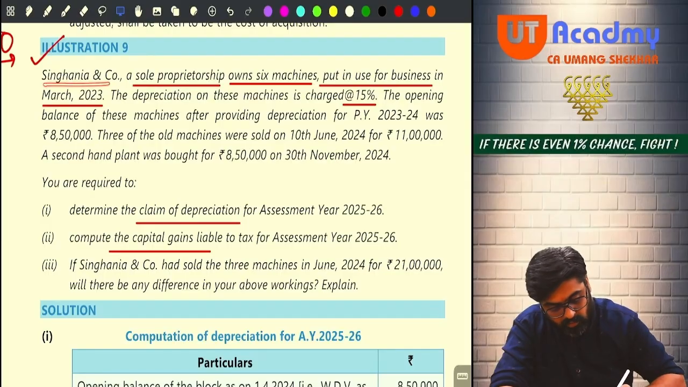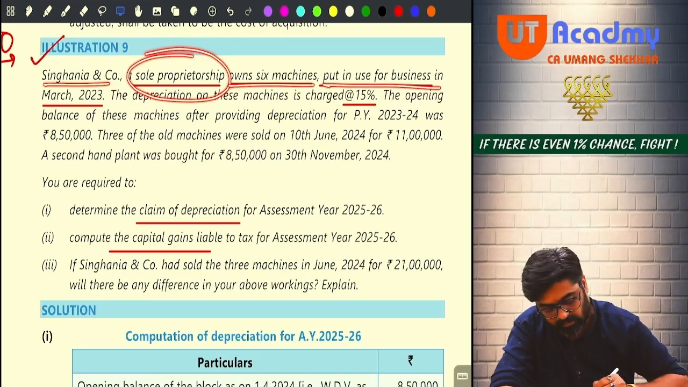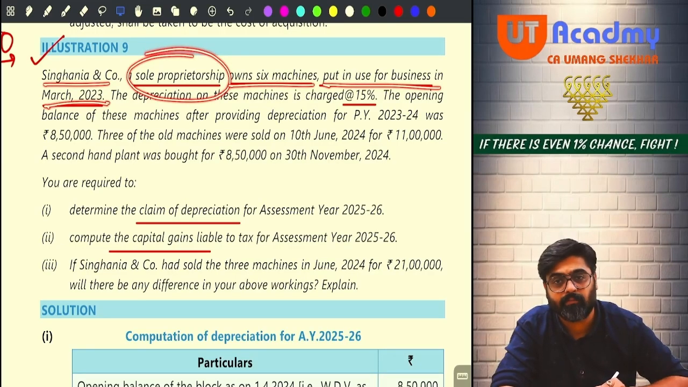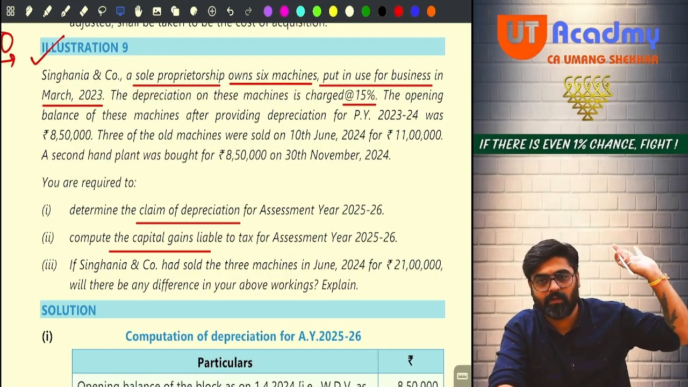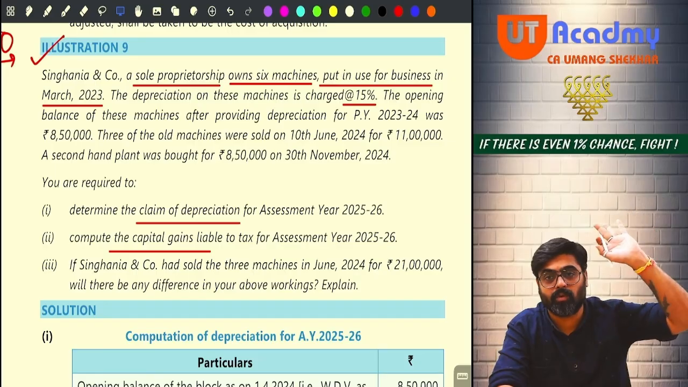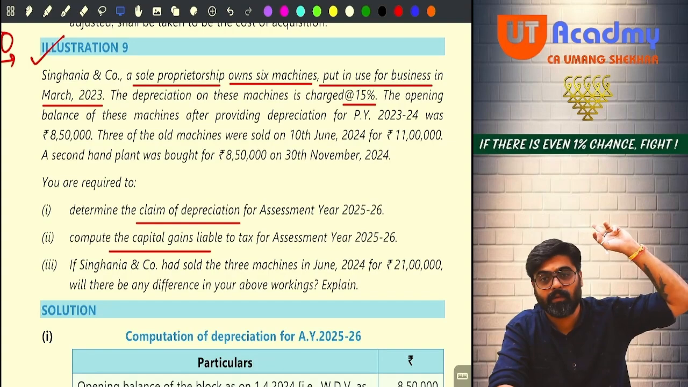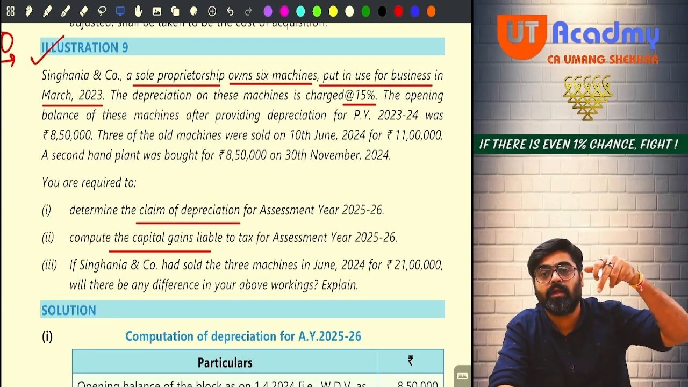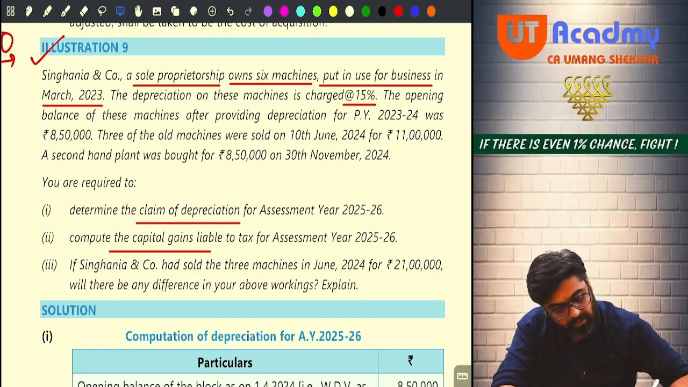Singhani and Company, a sole proprietorship, owns 6 machines put in use for business in March 2023. Meaning that last year, 2022-23, March 2023, only 6 machines were bought. That time only the 6 machines were put to use. Meaning that the block was already formed in 22-23. That block was there in the last year also, and that block is this year also. And the opening WDV is given.